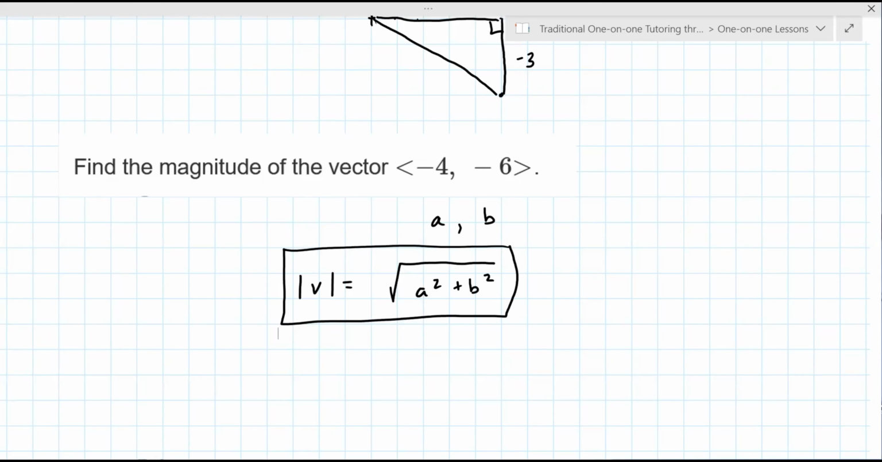I get 7. No decimal point? 7.07, but just call it 7. Or okay, 7.1. What do you see after the decimal point? So after this point, it's a 0 and a 7. Really? Yeah. Okay. -4 squared plus -6 squared. So we're talking 16 plus 36, the square root of 52.